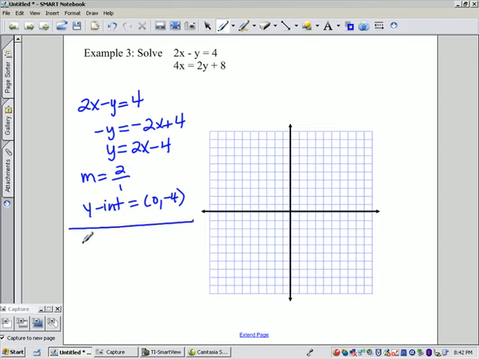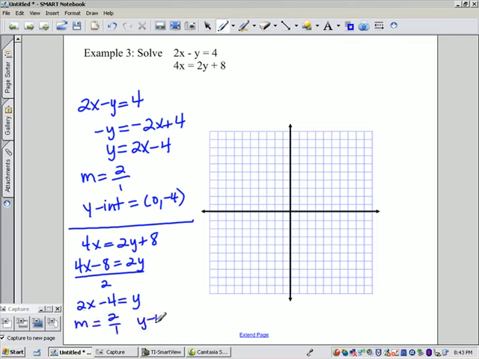The second equation, 4x equals 2y plus 8. Well, we can isolate y on the right. We could subtract the 8 from both sides, and then divide everything through by 2. So we get 2x minus 4 is equal to y. So y equals mx plus b. m is 2, or 2 over 1, and our y-intercept is (0, negative 4).